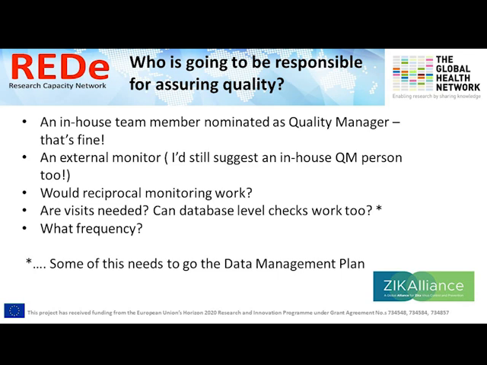Reciprocal monitoring might work really well for this study, and I know some of you are already involved in this, and we're going to talk about this more in a minute. And this is something that can still happen alongside a local quality manager, or it might be your own quality manager that becomes a part of a reciprocal monitoring scheme and goes elsewhere to look at somebody else's site.